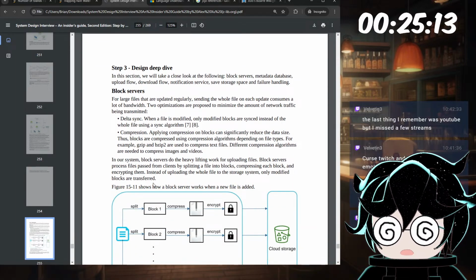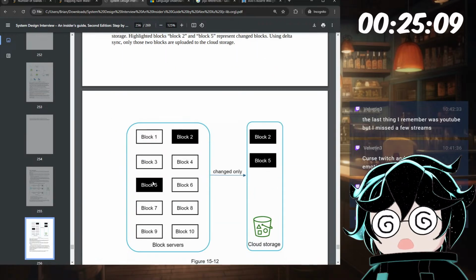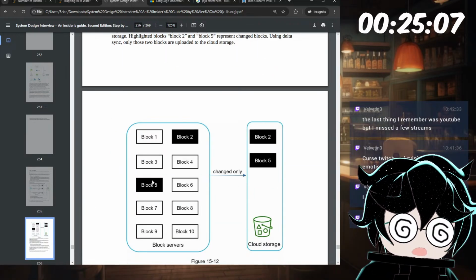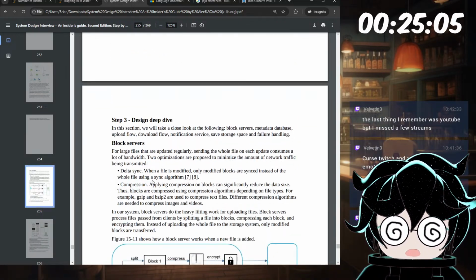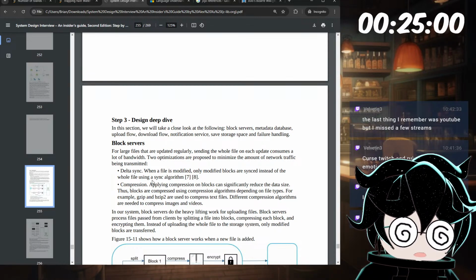Okay, design deep dive, the block servers. We'll probably look at this next time then. My throat is already kind of giving out, and my phone is out of battery. Yay.